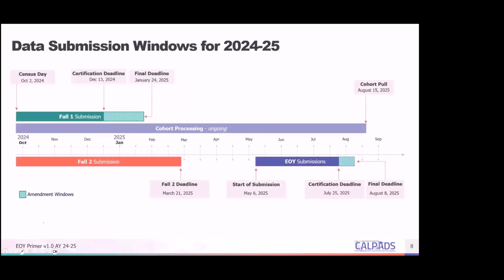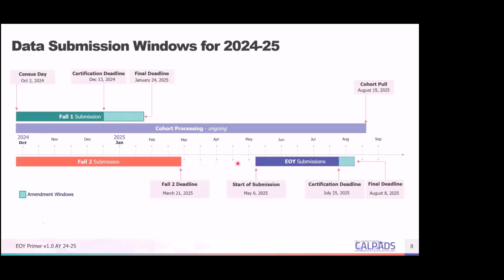All right, this slide contains the data collection calendar for the 24 to 25 academic year. So very quickly here, both Fall 1 and Fall 2 began on Census Day, which is the first Wednesday in October, and this year landed on October 2nd. Fall 1 had an initial certification deadline of December 13th, followed by an amendment window, and a final deadline of January 24th, 2025 this year. Fall 2 had no amendment window and only a single deadline of March 21st, 2025.